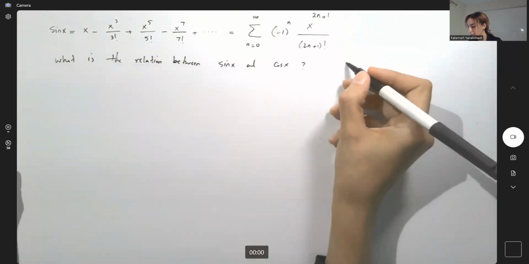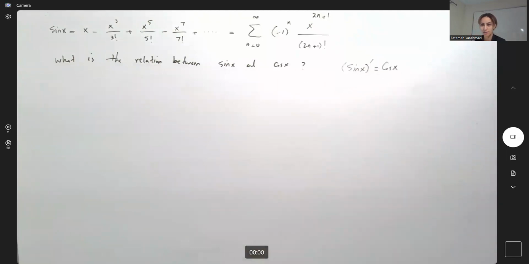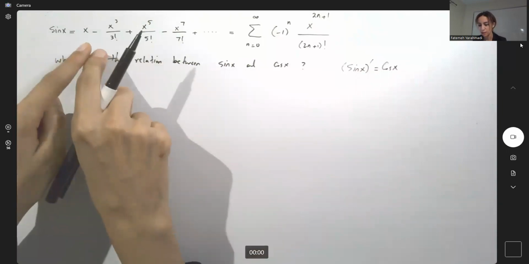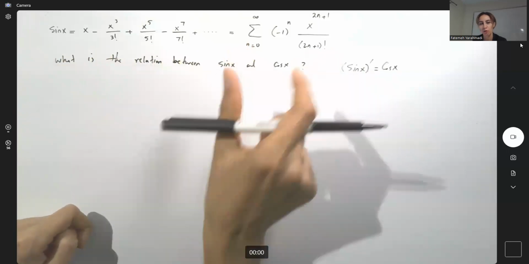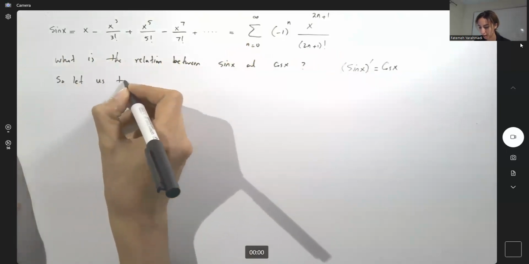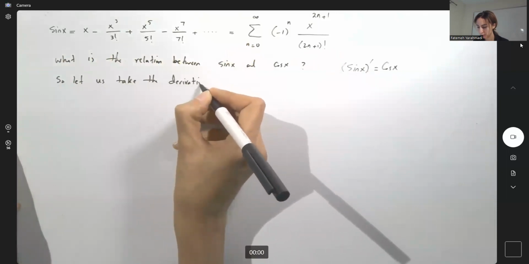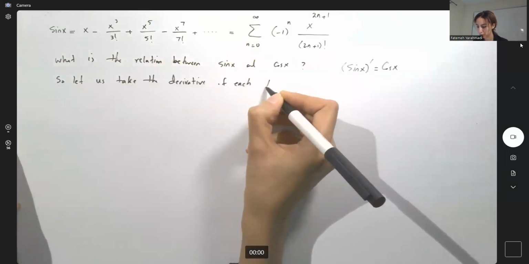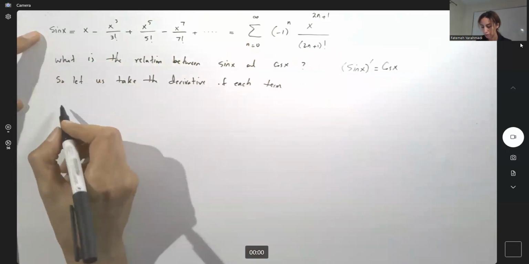You all know that if I take the derivative of sine, it becomes cosine. This is what we learned in elementary calculus. So what are we going to do? We're going to take the derivative of each term. This is basically a polynomial that can be written in a shorter, nicer form in series format. So let us take the derivative of each term. On the left-hand side, sine becomes cosine.